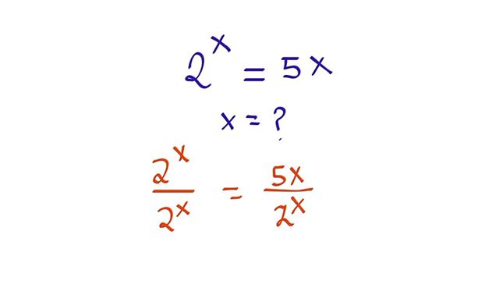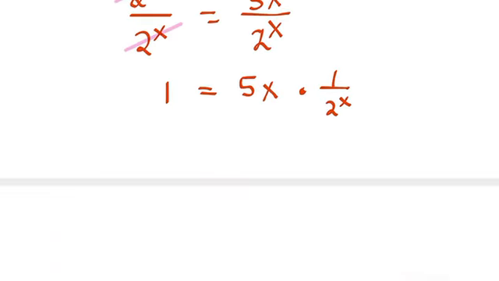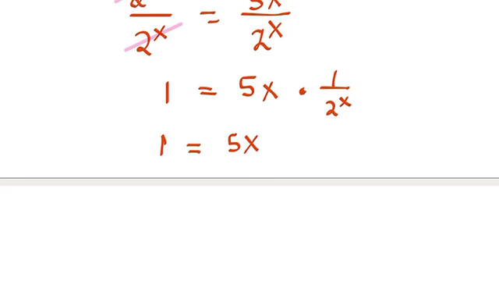The next thing we're going to do, you see that this will cancel this. So I'm going to have 1 here, then equals 5x multiplied by 1 over 2 to the power of x. So we can split that. From there we're going to have 1 equals 5x, then dot 1 over 2 to the power of x.